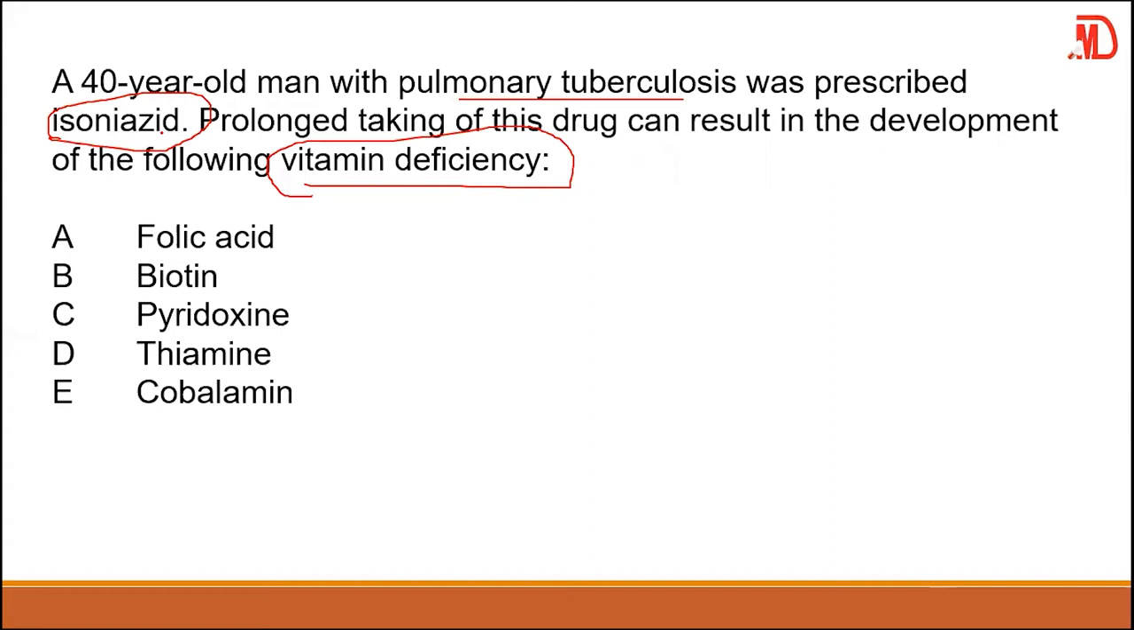vitamin B6. So vitamin B6 is also the same as what? Pyridoxine. And that's why normally when you are giving isoniazid, we add a supplement of vitamin B6 so that the side effect of the isoniazid will not start showing, because you've already supplemented a person with vitamin B6 or pyridoxine. So over here, we are definitely looking at vitamin B6 deficiency, also known as pyridoxine. So C should be our answer.